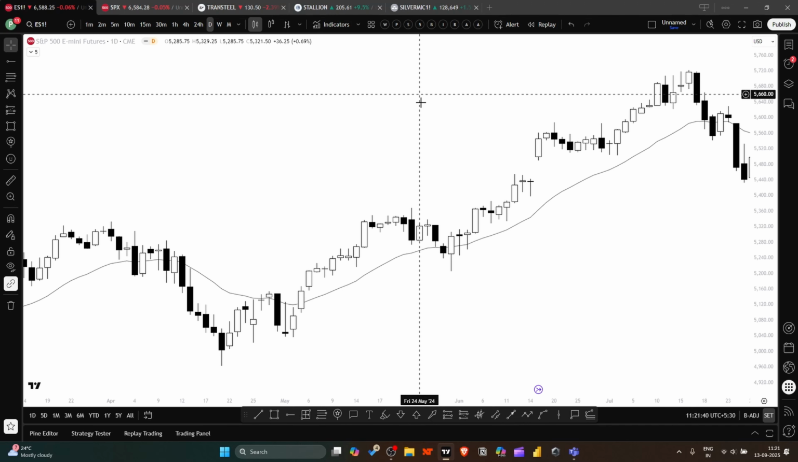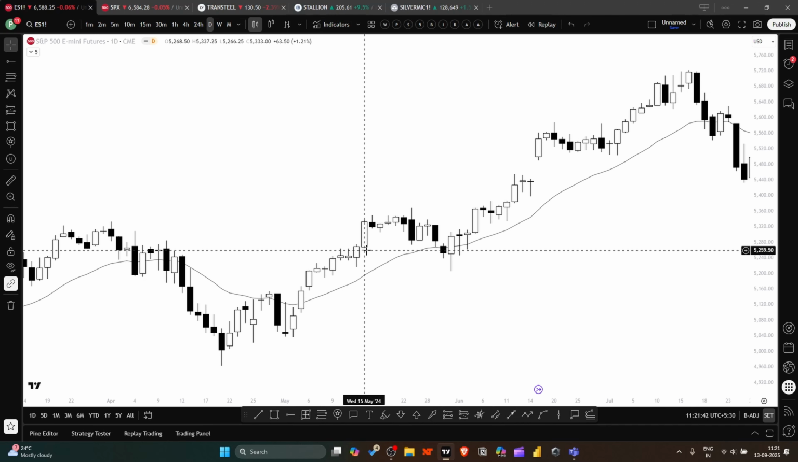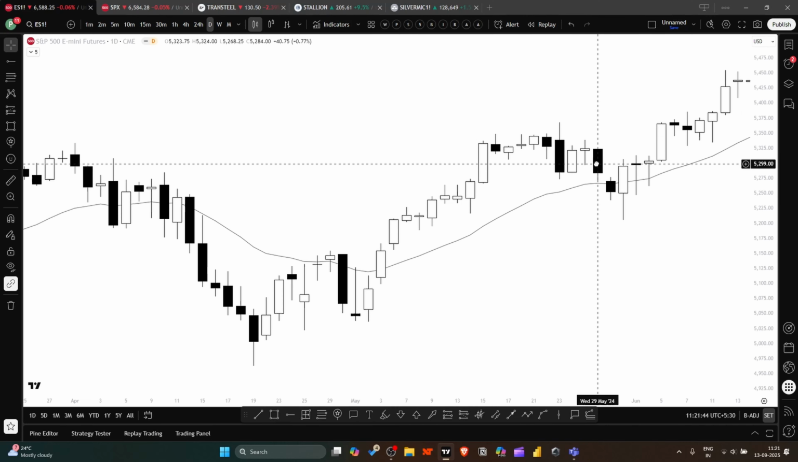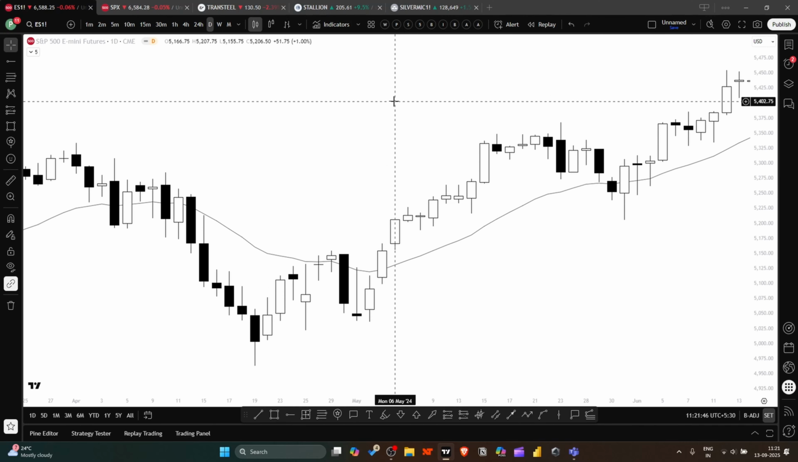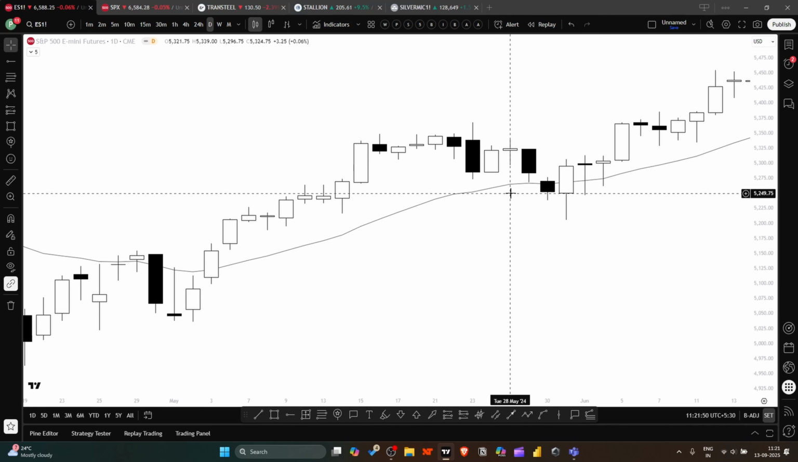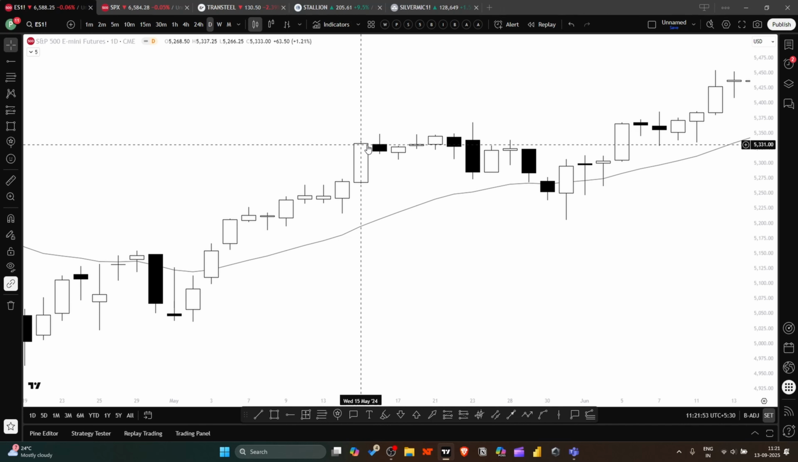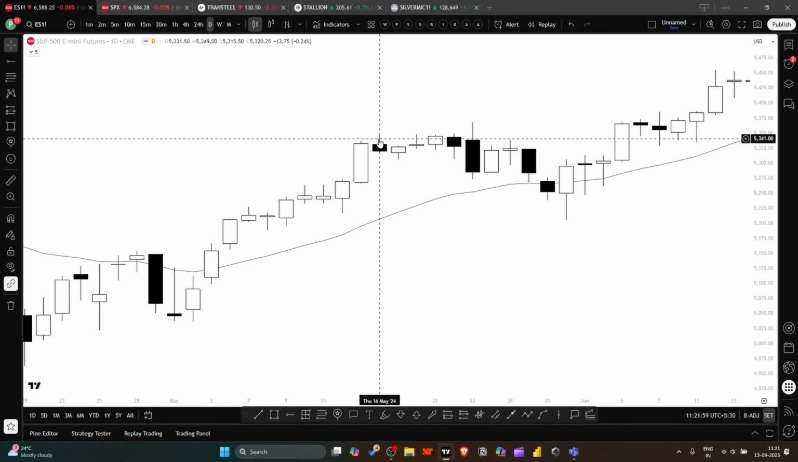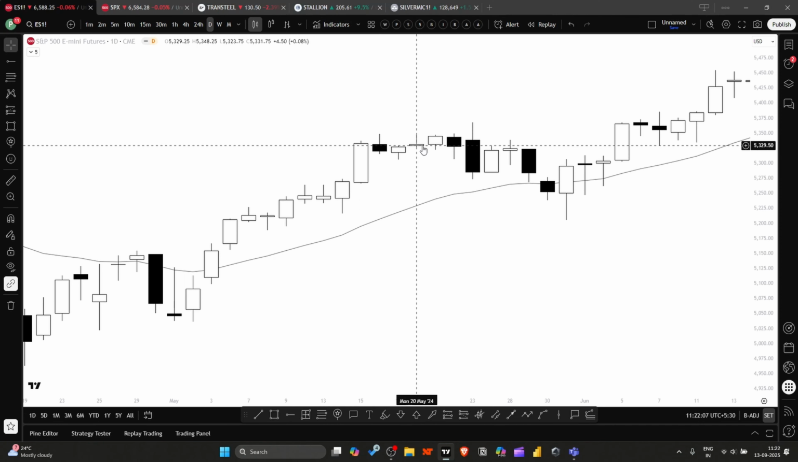Now, how is this different from a line chart? It has 4 data points. The line chart had only the closing price of that day printed. Here, not only the closing price, but the open price, the lowest price the market experienced within that day, and the highest price the market experienced within that day. All 4 data points are plotted.